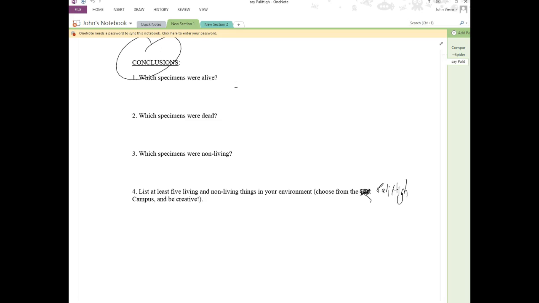For instance, a table, a pencil, an eraser, the fan, a computer. Even though tables are made up of wood, which were trees at one point, the table itself was never walking around alive. And then list 5 living and non-living things in your environment around Pali High. All those things are going to vary. So that's how you complete this assignment. This goes in your binder.